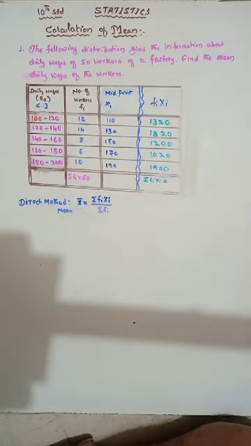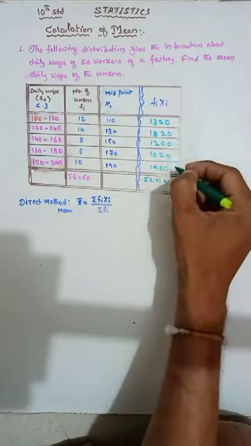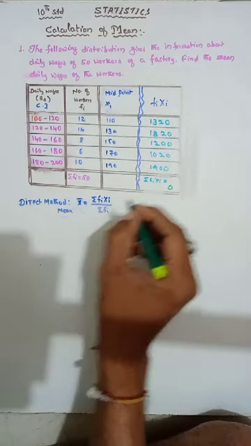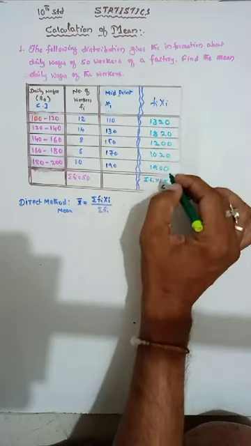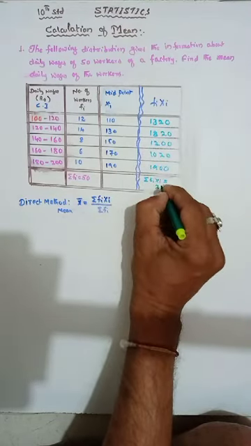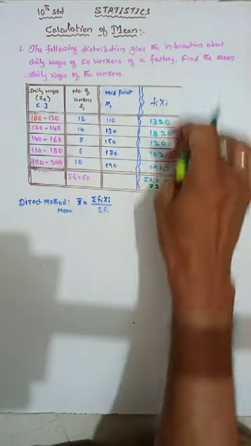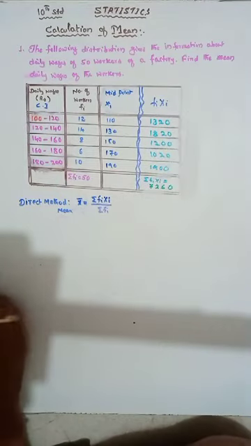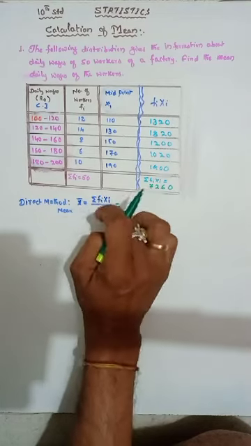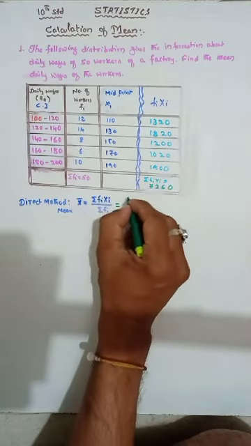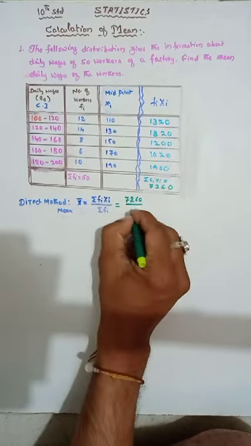How much it gives, you can calculate. You can see it leads to 0, then 6, again 2, 1 carry 7, which means 7260. So the sum of these products is 7260. Let us substitute here. We got everything here: sigma fi into xi is 7260, by sigma fi which is 50.